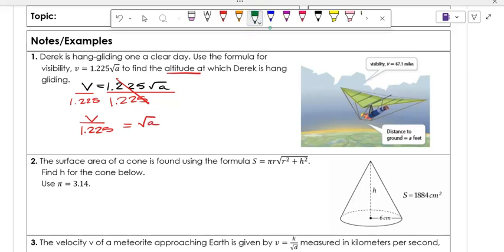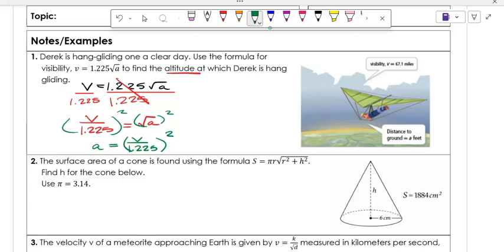Now, what I could do from there to get A by itself, I have to undo the square root, so I have to square both sides. So that gets me A is equal to V over 1.225. All of this is squared, not just the V, not just the 1.225, but the whole thing. So that gets me the solve for A.